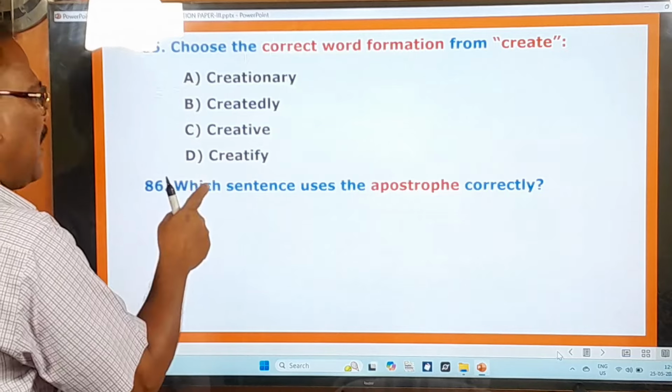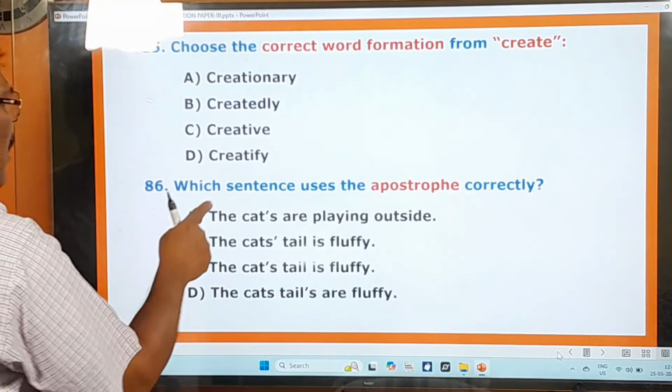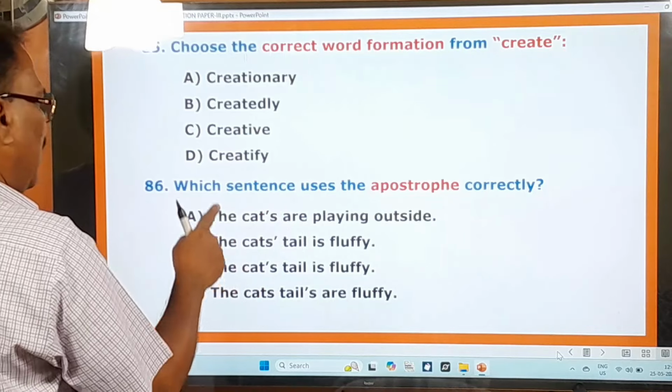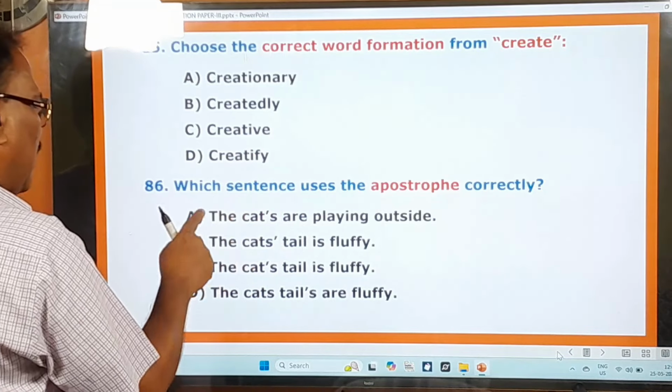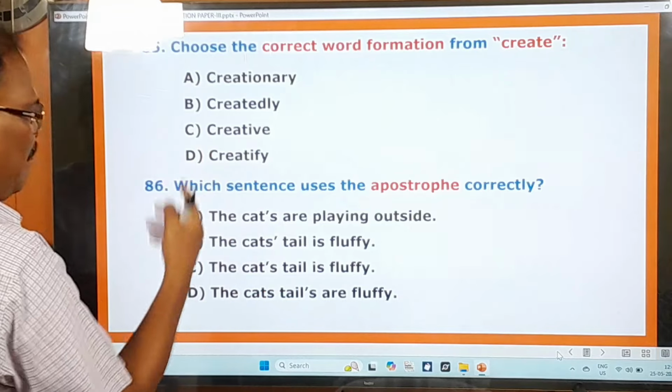86th question. Which sentence uses the apostrophe correctly? The cats are playing outside. The cat's tail is fluffy. The cat's tail is fluffy. The cat's tails are fluffy.